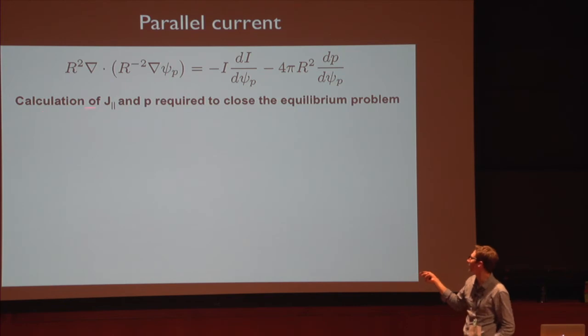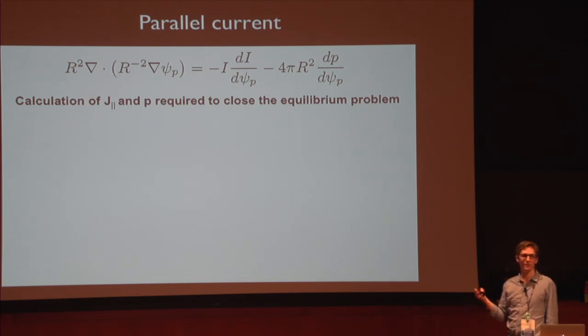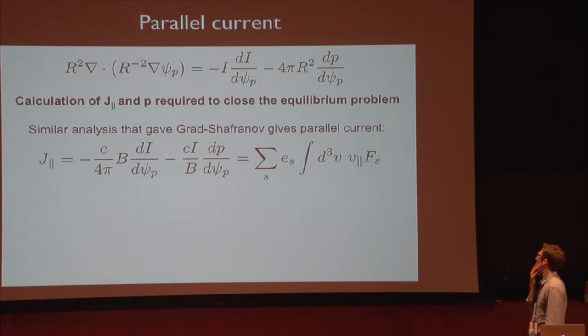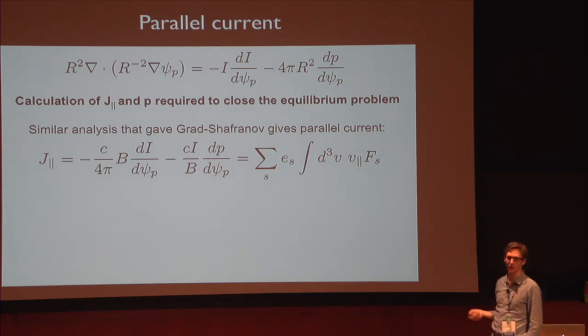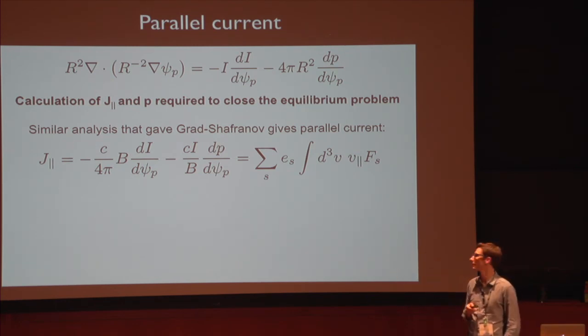Well, it turns out that you have to calculate a couple different things to do so. You have to calculate the pressure somehow. And to get the toroidal magnetic field, basically you can get that in terms of the parallel current that I mentioned to you earlier. I'm not going to go through the analysis, but the same sort of tricks we use to get the Grad-Shafranov equation can give you an equation not only for the toroidal current, which is what this is, but also for the parallel component of the current.